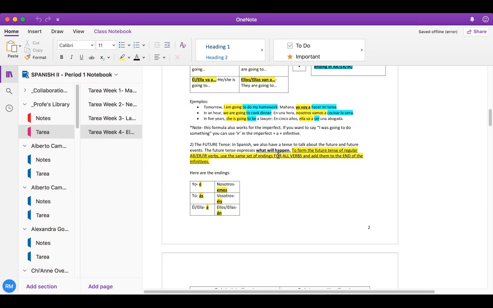It will happen. Okay, so to form the future tense of regular AR, ER, and IR verbs, use the same set of endings for all the verbs and just add them to the end of the infinitive.